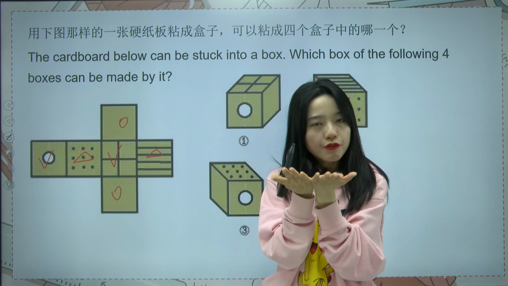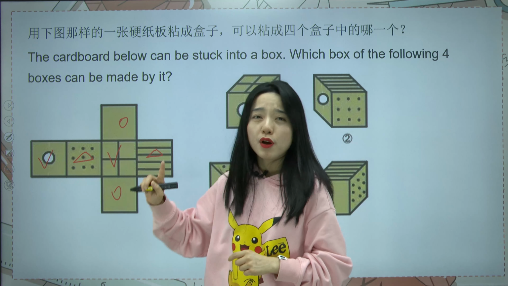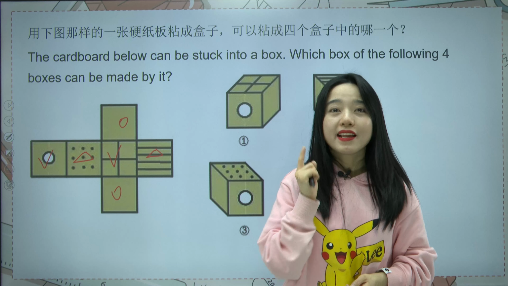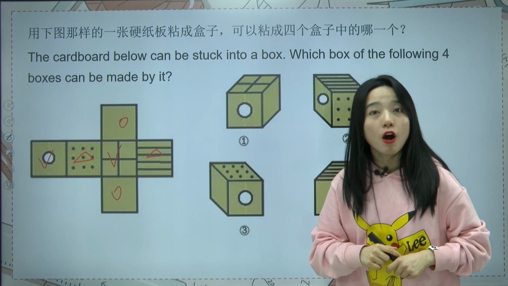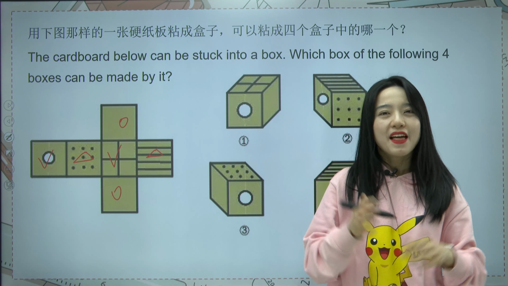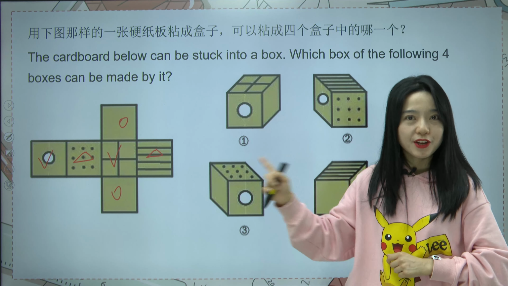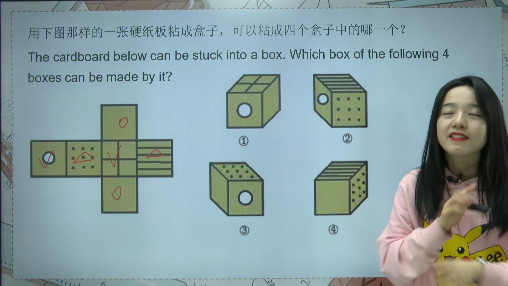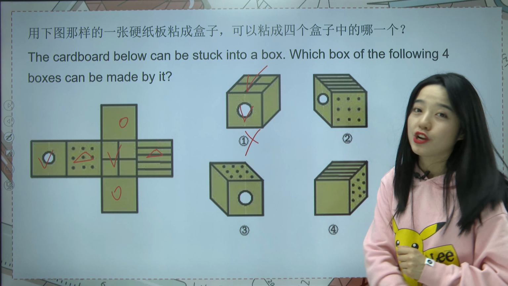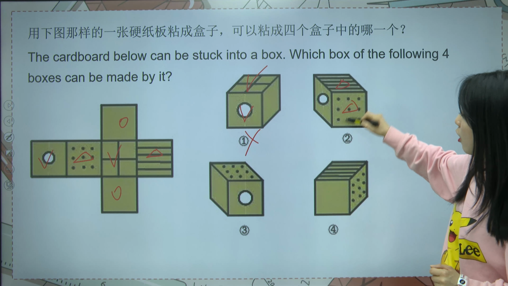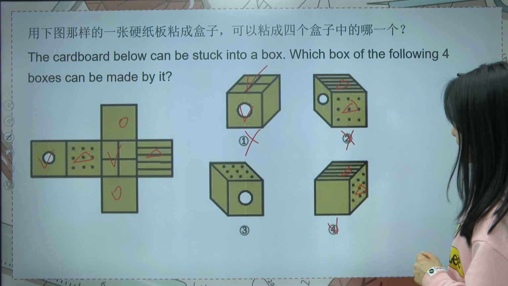Now, let's see. When 2 faces are next to each other, we call them adjacent faces. So, my question is, when 2 faces are adjacent, can they be opposite? Right, no, they cannot. When 2 faces are opposite, can they be adjacent? They face each other, so they cannot be neighbors. So here, you need to remember, adjacent faces can never be opposite. Because these two are opposite, they cannot be adjacent. And also, these two are opposite, so they cannot be neighbors.